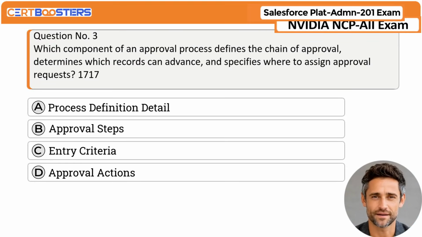Question number 3. Which component of an approval process defines the chain of approval, determines which records can advance, and specifies where to assign approval requests?